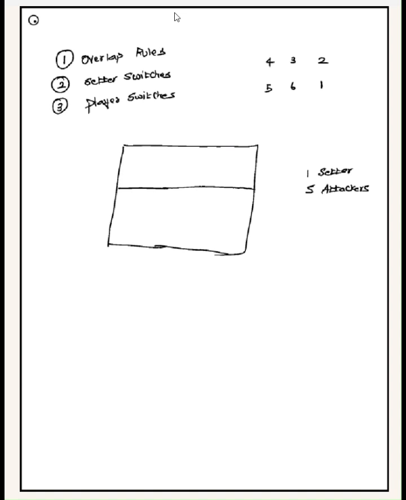Let's see how the setter is going to stand. The first position is the setter. The setter will start the rotation here. During the match, the first position of the setter will be here: 4 3 2 5 6. This is how it will be. Okay, this is the starting position.